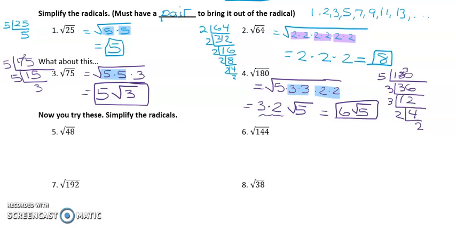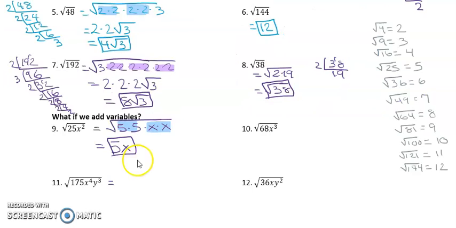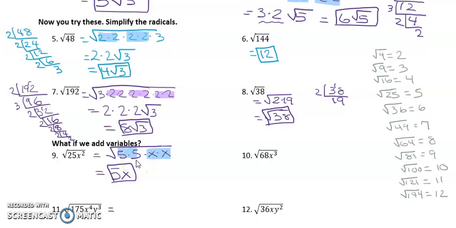Okay, go ahead, pause this video, try the next ones there, 5, 6, 7, and 8, and then check your answers. Okay, so let's look. Number 5 is 4 square roots of 3. Number 6 is 12. I like to use the numbers that I put over here on the right-hand side to help me get my perfect squares. So we know that 144 is the perfect square of 12. Okay, so if you don't know these, they're good to memorize.